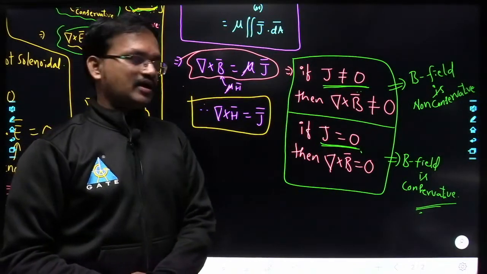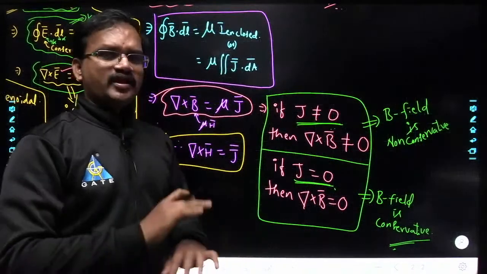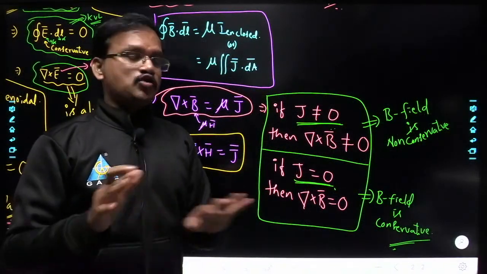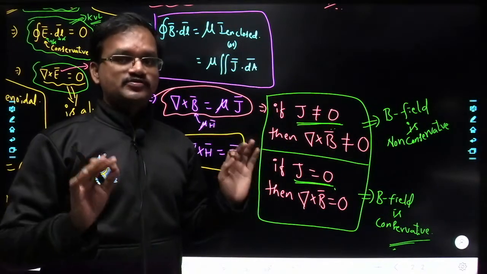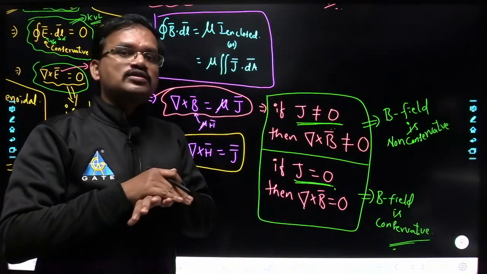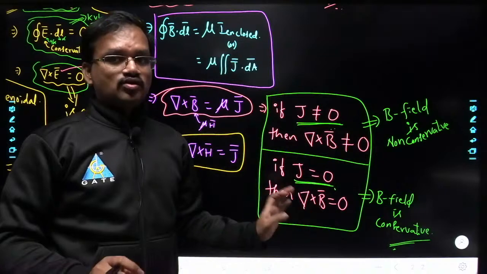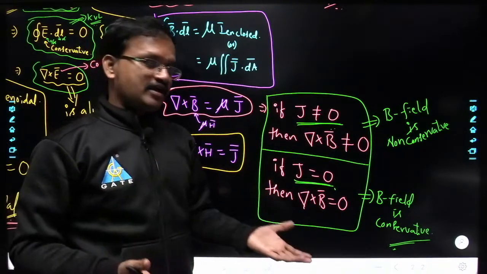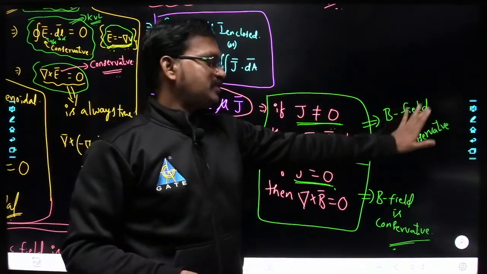Understood? Okay. See, if they have not mentioned anything about the current density, then you should not take it as equal to 0 unless they specify. So if they have not mentioned anything about the current density, then you should not assume the current density is equal to 0. Understood? Then in that case, we will assume current density is not equal to 0.